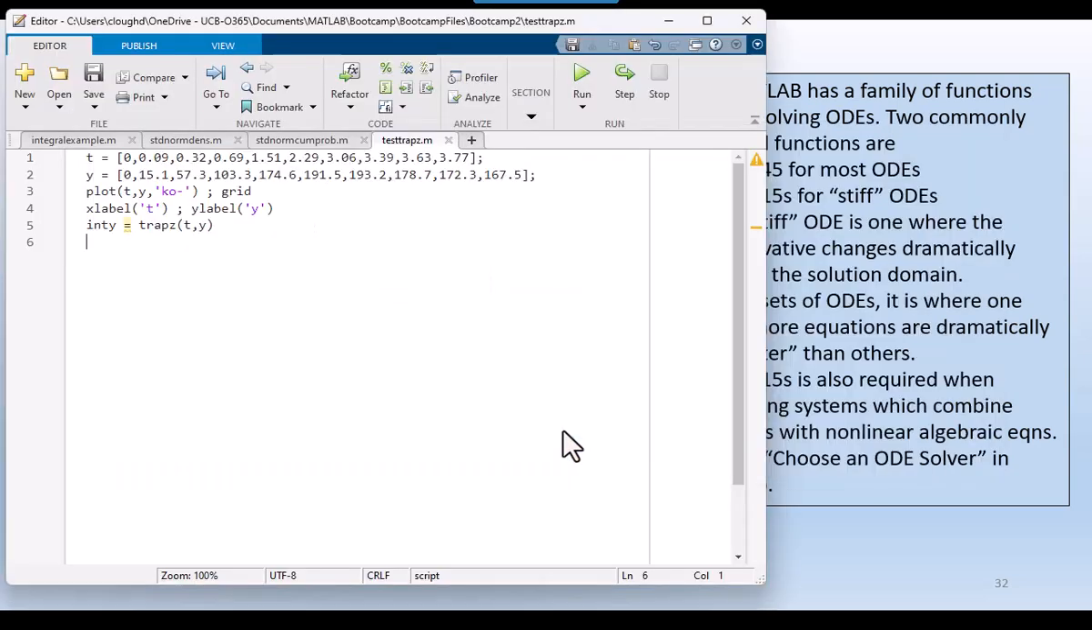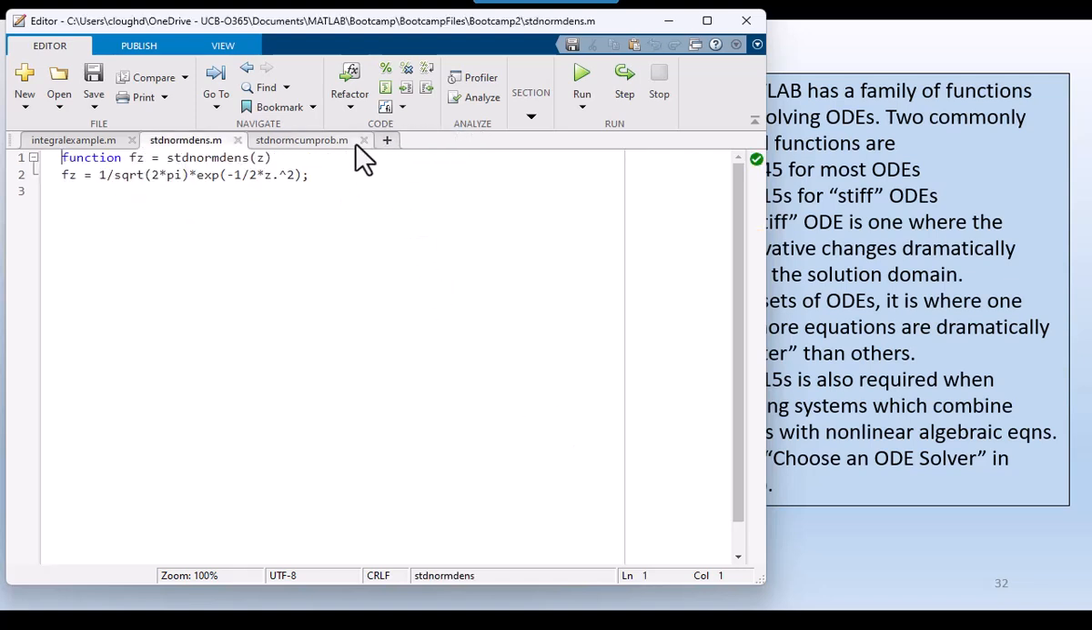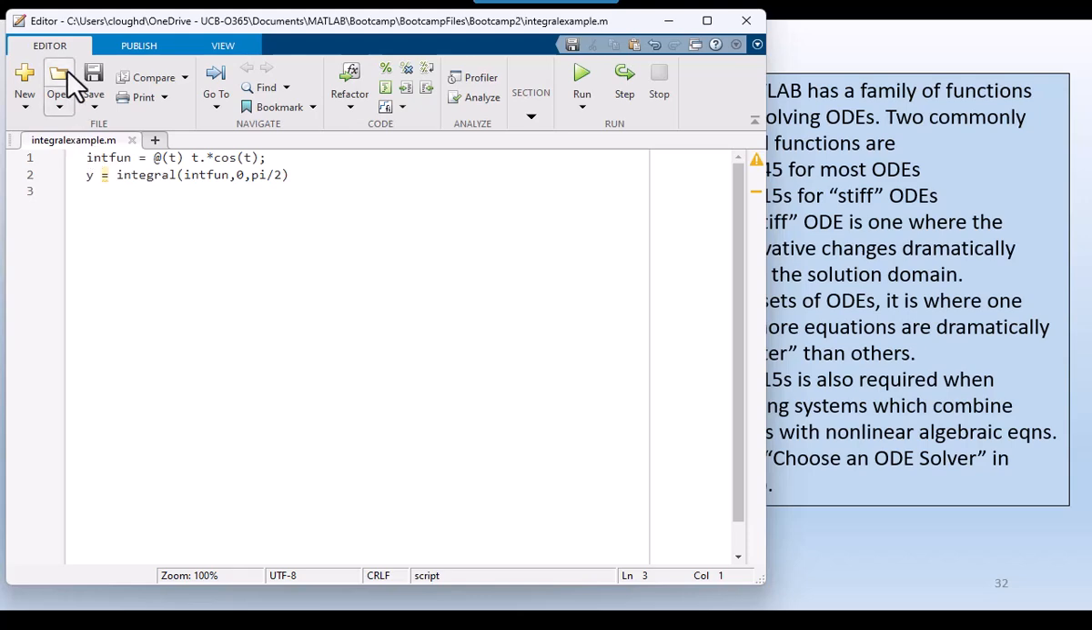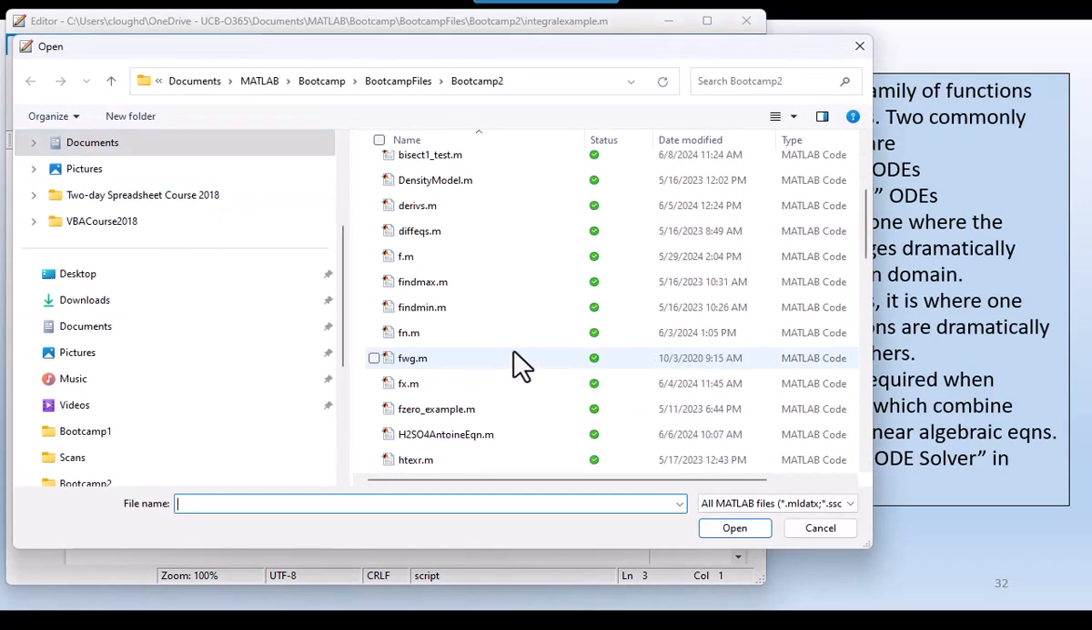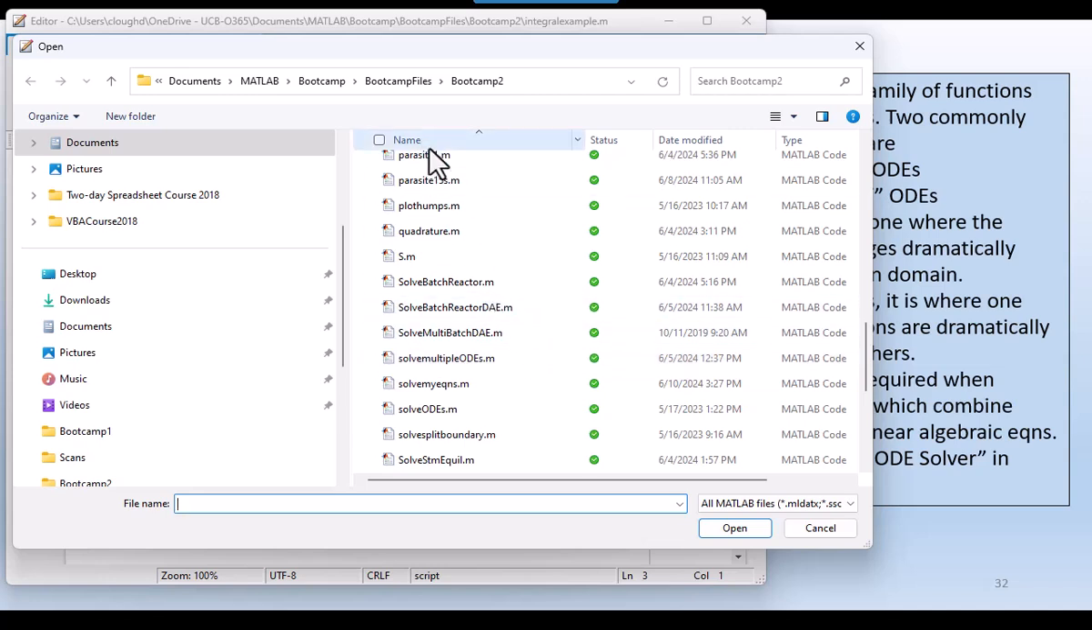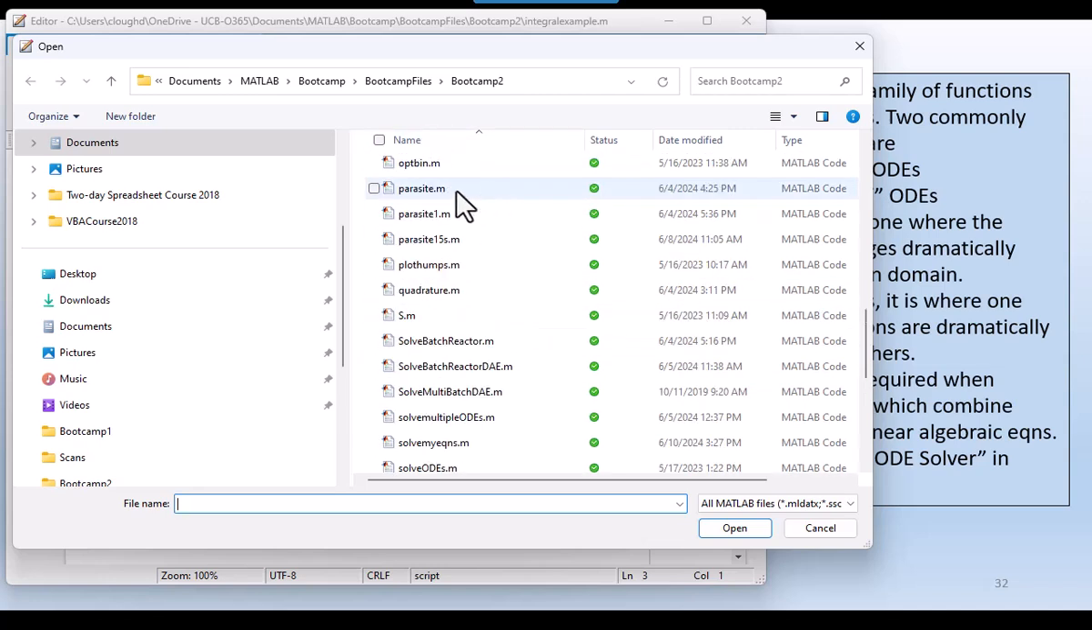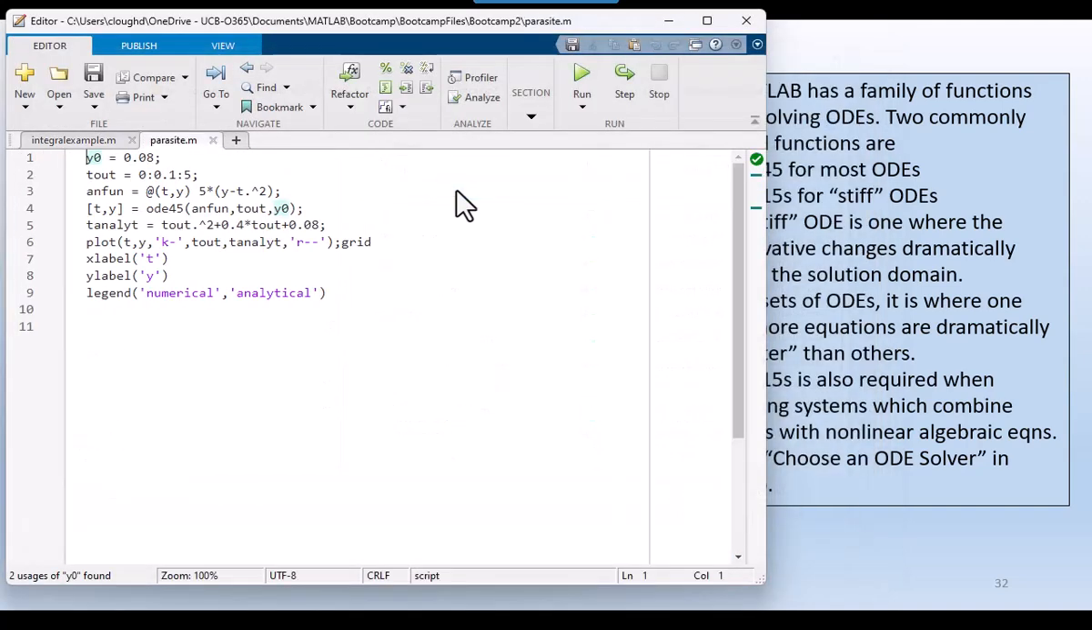So let's go back to the editor, drop out a couple of these functions, and open a function called parasite. Not parasite1, but parasite. There it is. Okay, so let's take a look at this. We have our initial condition, 0.08. We establish a range of t-values where we would like to see the solution, and we're going from 0 to 5 in steps of 0.1. So that's 50 points we want to see.